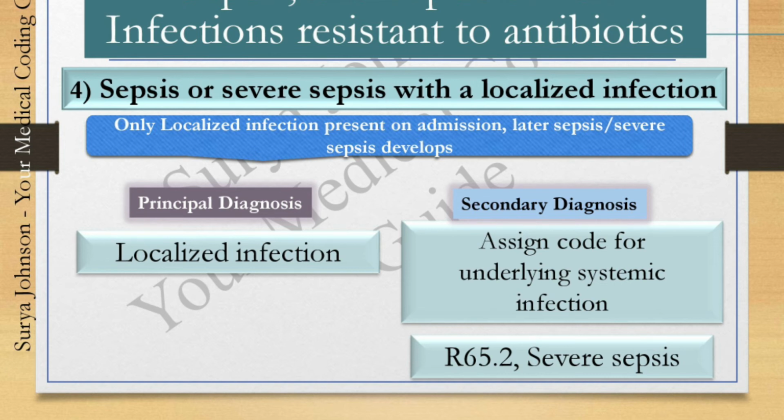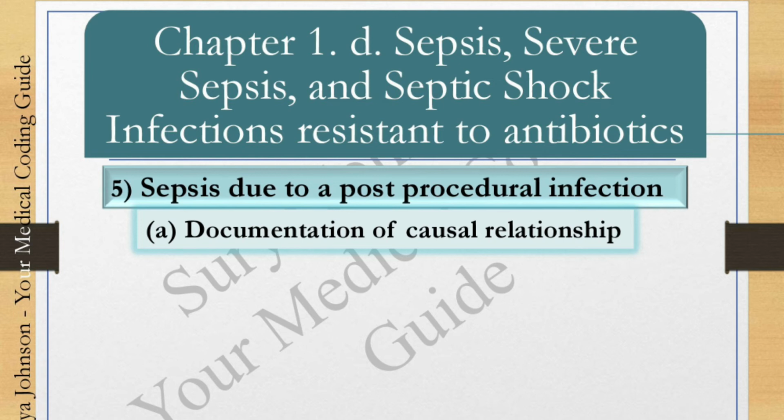The next one is sepsis due to post-procedural infection. When there is sepsis because of a procedure or a surgery, where the patient developed sepsis as a result of the post-procedural infection, there should always be documentation that supports that this sepsis is because of this procedural infection. Otherwise, we cannot relate them together just because they appear in the documentation together. We cannot assume that this is because of this. There should always be clear documentation mentioning that there is a relationship between this infection and the procedure.